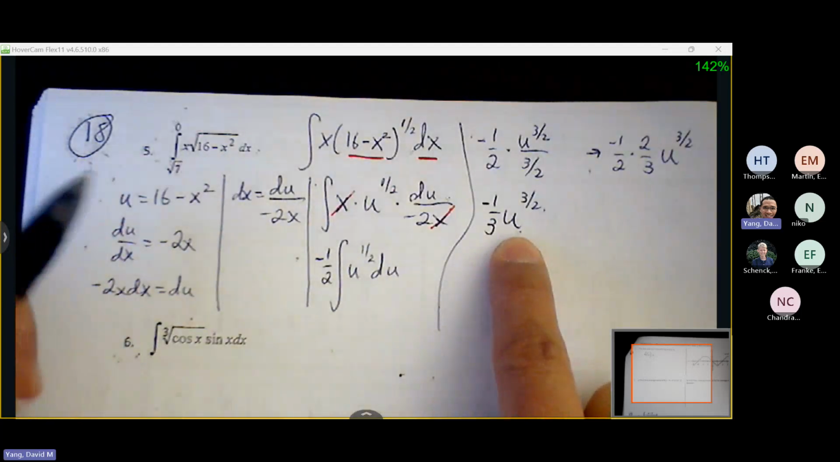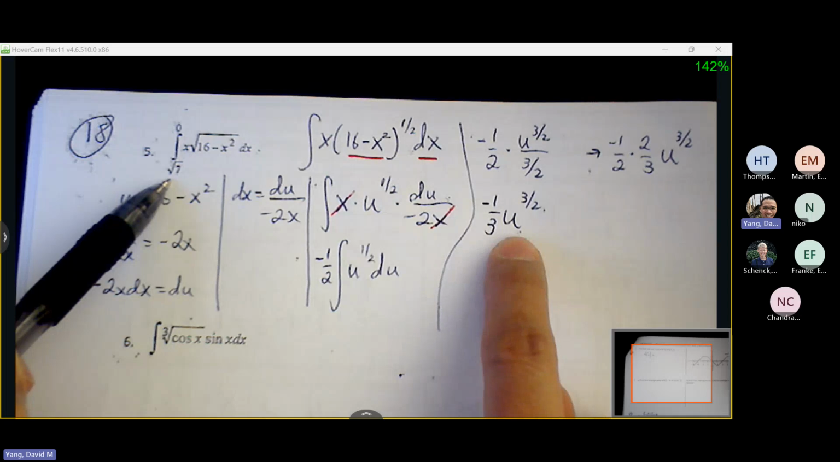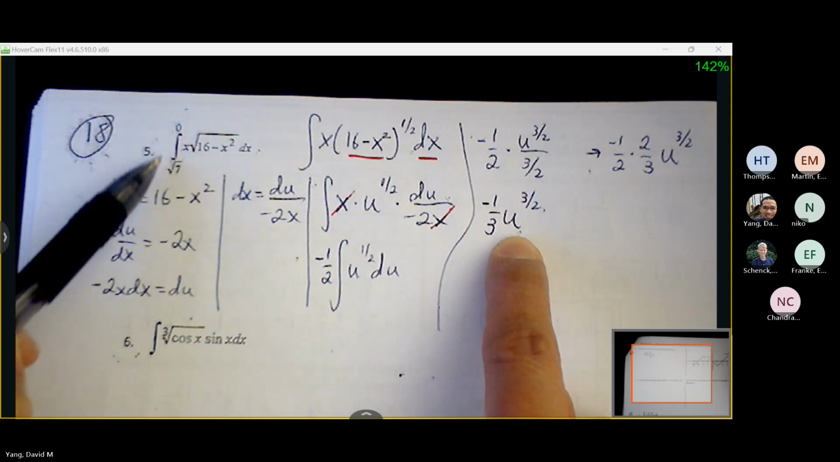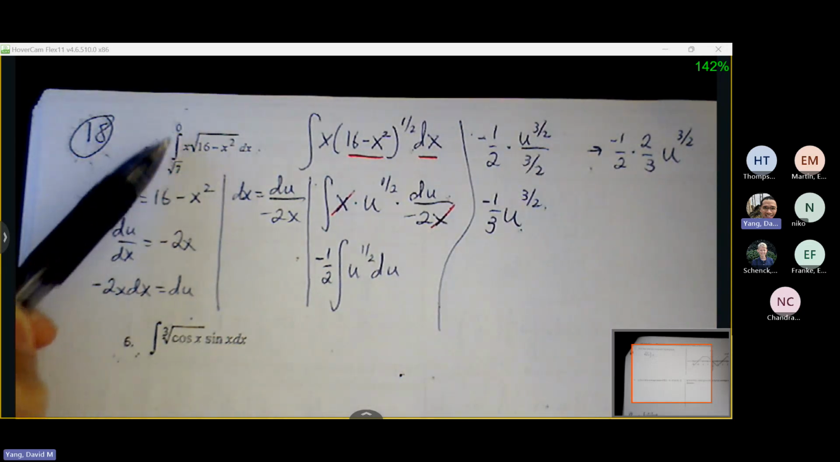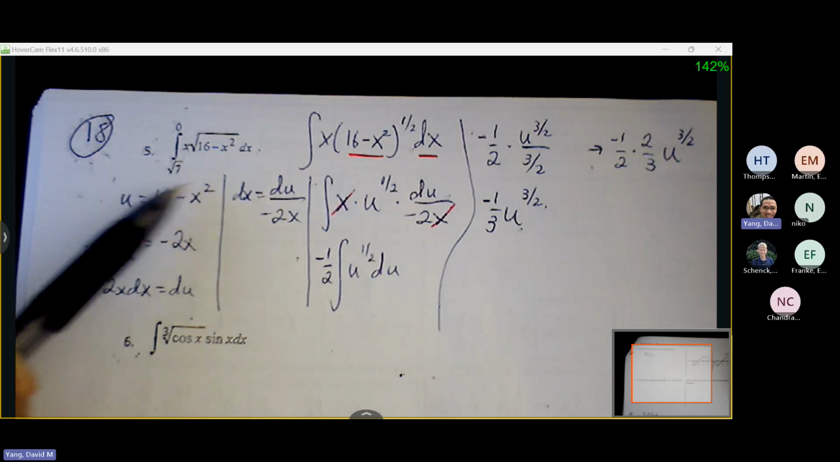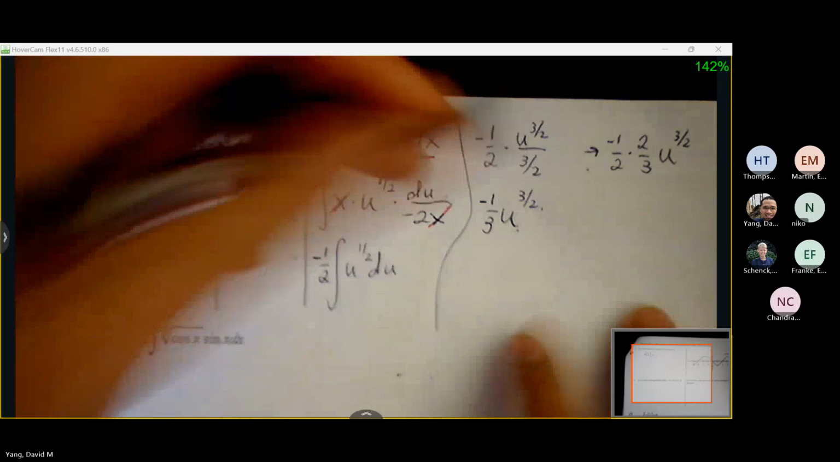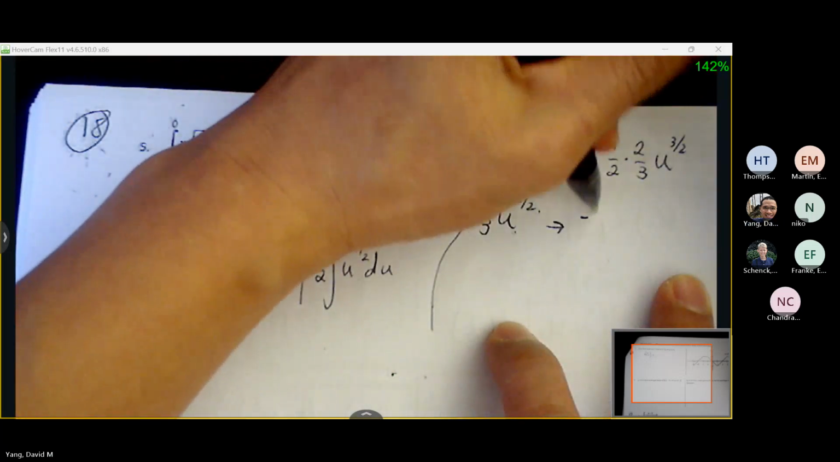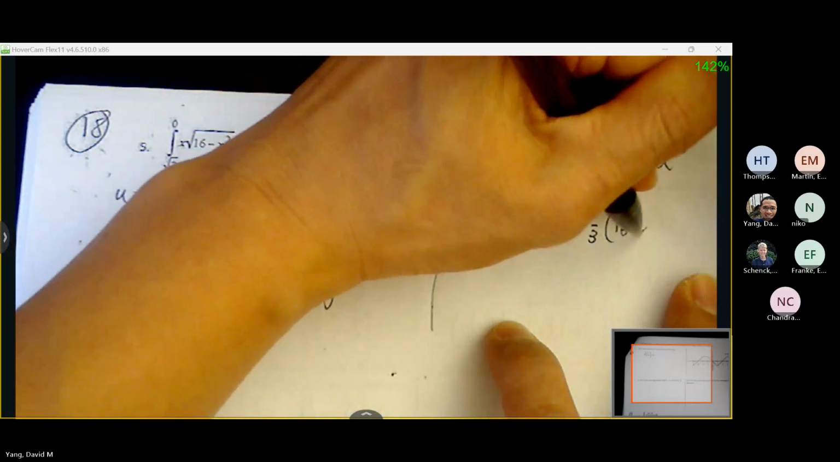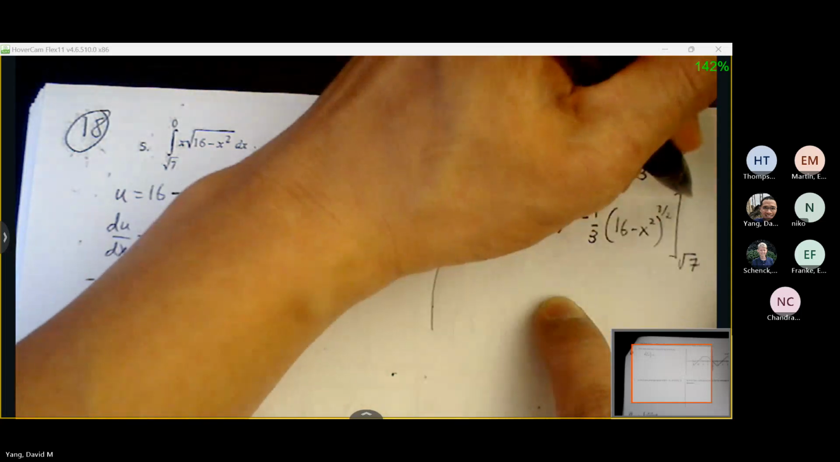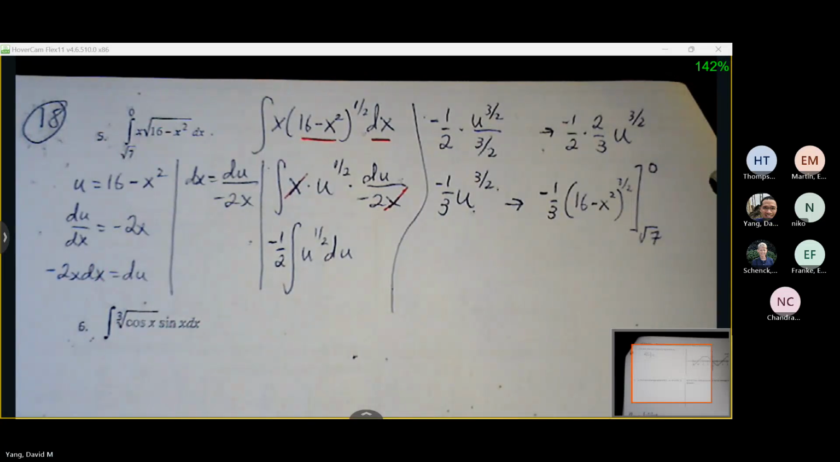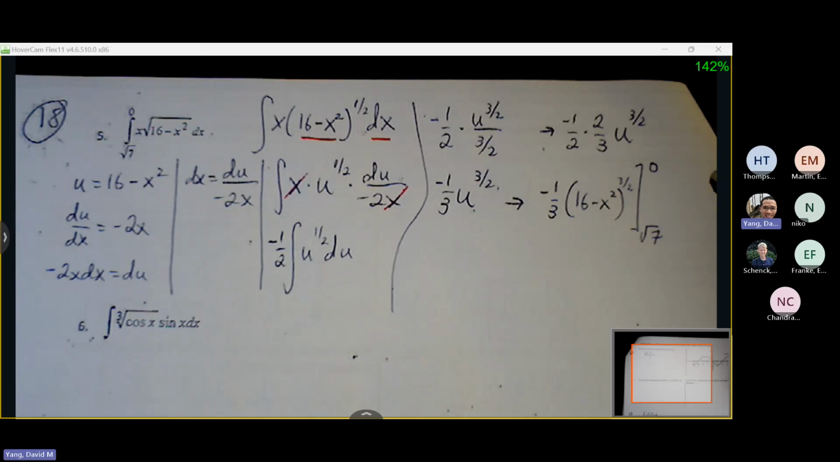Okay, I still want to involve the bounds, but am I ready at this point to involve the 0 and √7 for evaluation? What's the issue? Different variables. So on my key, I converted these in terms of u using this formula, but I'm going to bring this back in terms of x and then plug in the 0 and √7. All right, any questions so far? Upper bound first and then lower bound.